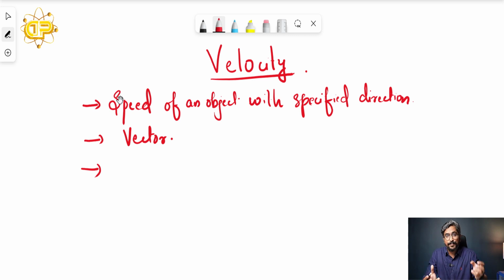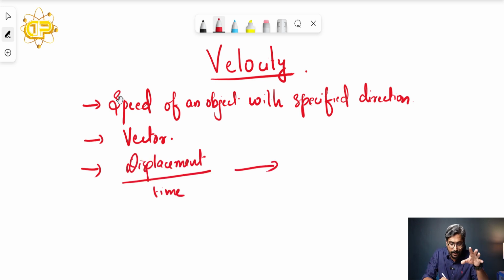So the equation is what? Displacement by time. In my previous video, I'll put the link somewhere here, you can go through that video if you want to see that. So here you can see it is a vector quantity, so definitely it is not distance by time. Instead, it will be displacement by time. And the SI unit will be what? Same. The SI unit of displacement is meter, divided by time, that is second. So meter per second.